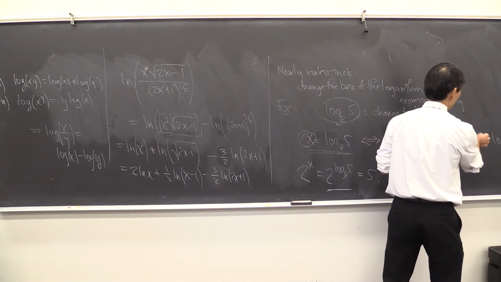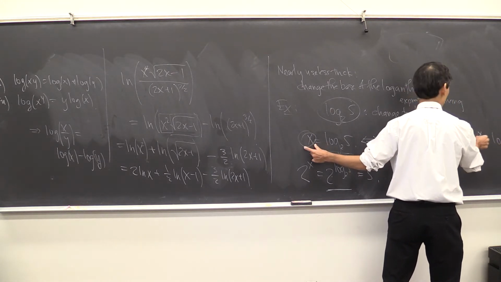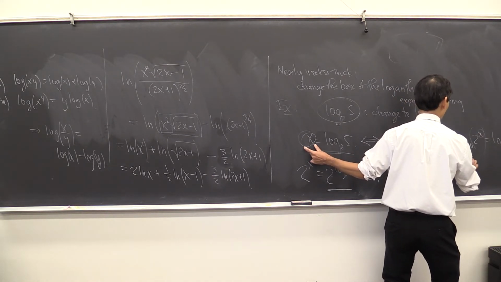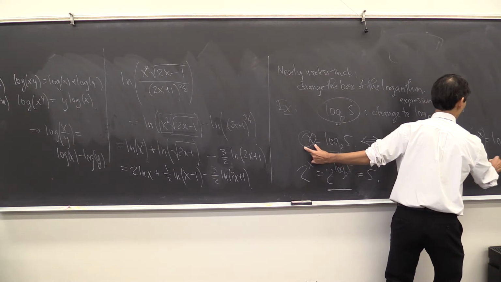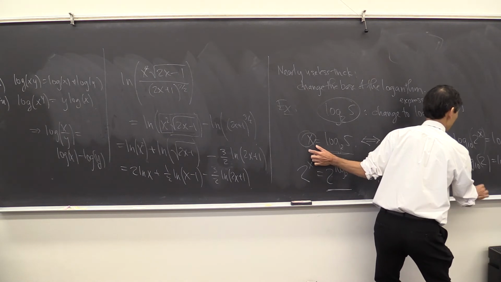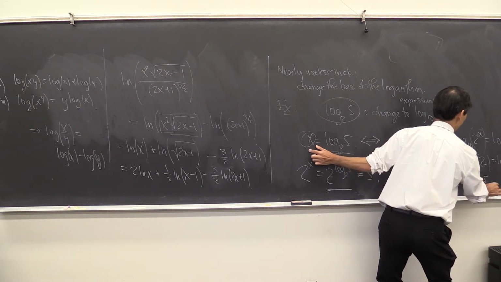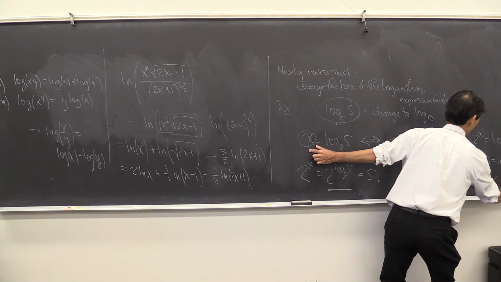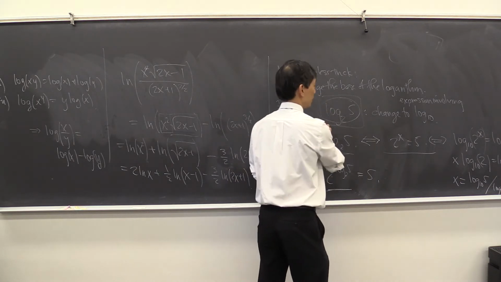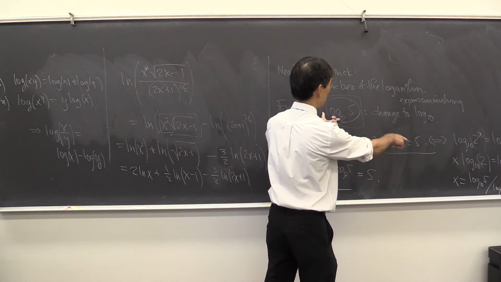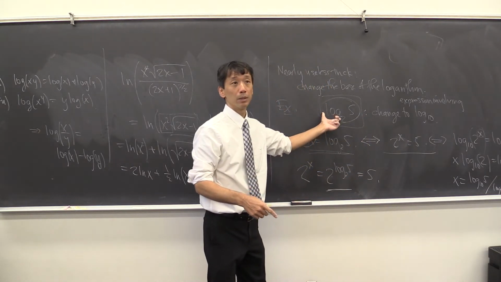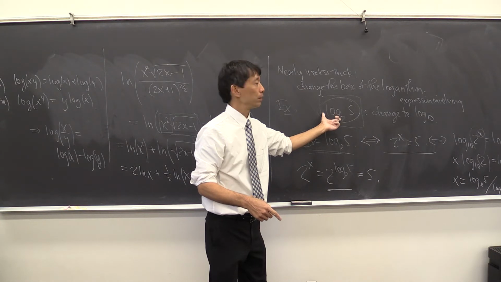And we wanted an expression for x. We can use the second property, pull the x out. x log base 10 of 2 equals log base 10 of 5. And that tells us that x is log base 10 of 5 over log base 10 of 2. So this thing we can rewrite as log base 10 of 5 over log base 10 of 2.